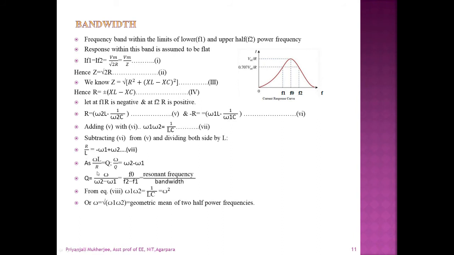Now we know that omega L by R is the Q factor, so omega by Q is omega 2 minus omega 1. Or you can say that Q is equal to omega by omega 2 minus omega 1.